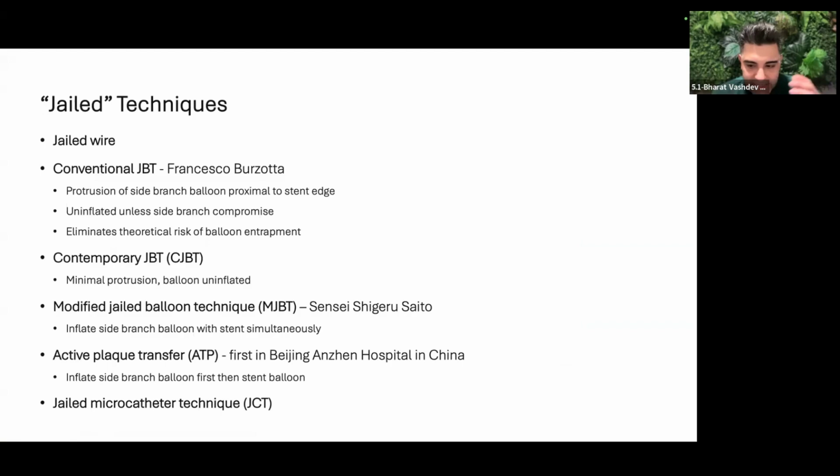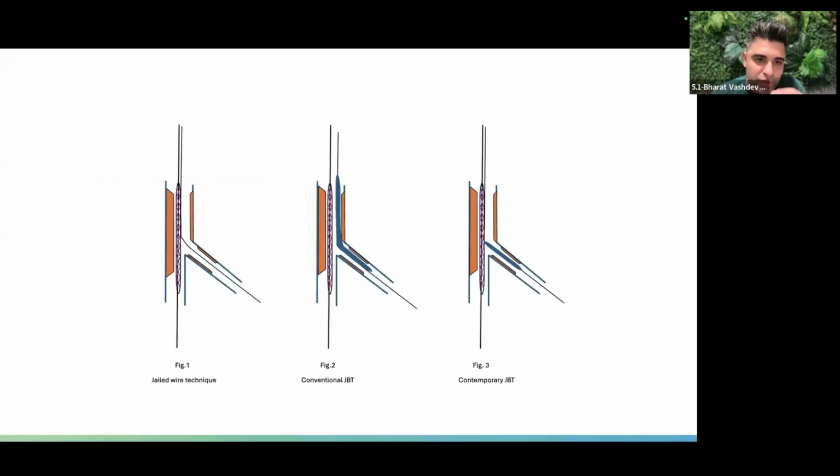So the jailed wire technique is pretty simple. You just leave a wire across the side branch. You deploy your stent in the main vessel. You do a POT, and then you post-dilate as required, and then you're done.